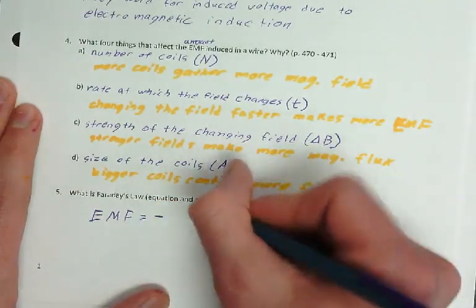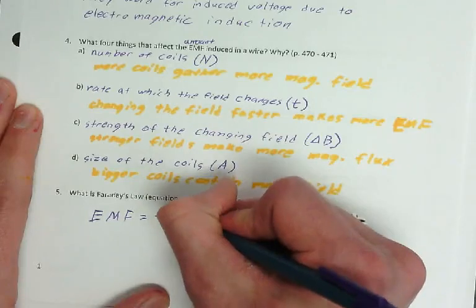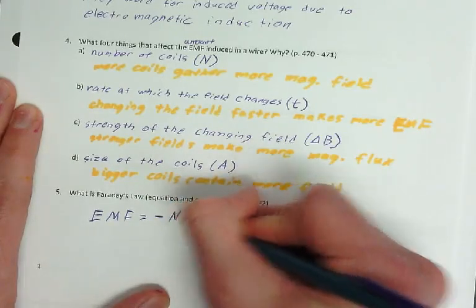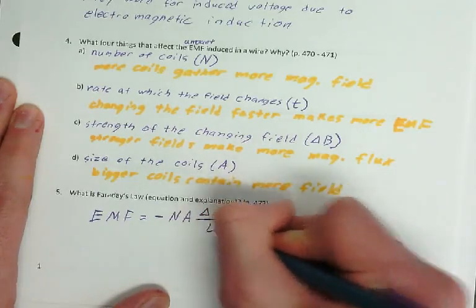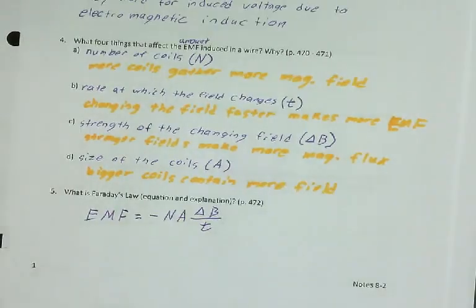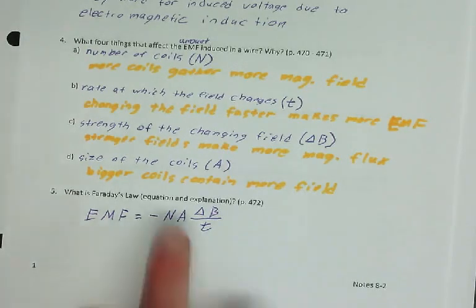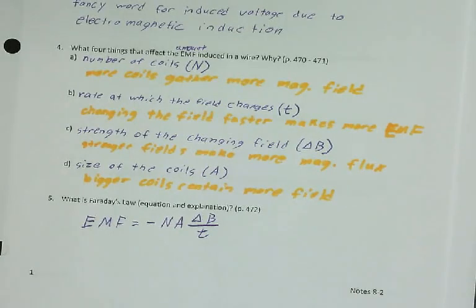Negative. Don't worry about the negative for now. Just, it's negative. NA delta B over T. The negative is due to the direction. Remember I said direction was going to be something that mattered, and when you looked at the lab, you saw there was some stuff going on with direction. So the direction matters. That's why the negative's there. We'll get to that a little bit later. But that's the equation. Negative NA delta B over T.